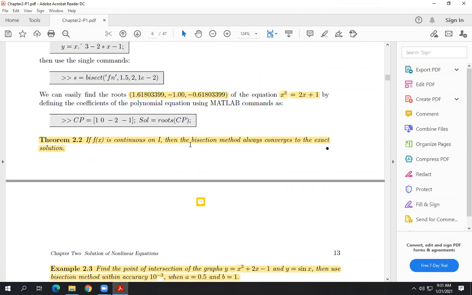Very good example, example number 2.3. He says, find the point of intersection of the graphs y equals x cubed plus 2x minus 1 and y equals sine x. Right? What does point mean? Point means x and y. But in the bisection method, what do you find, please? You find x or y?